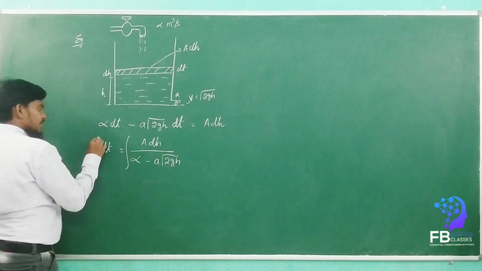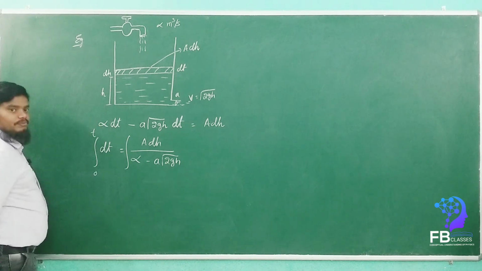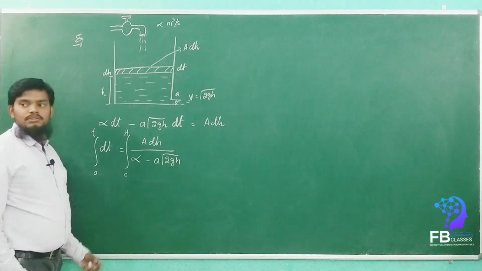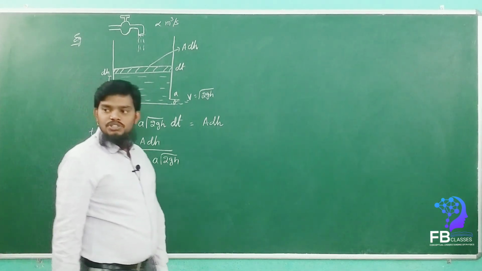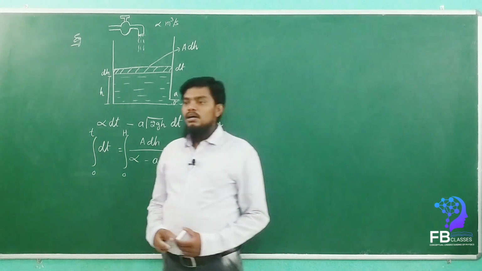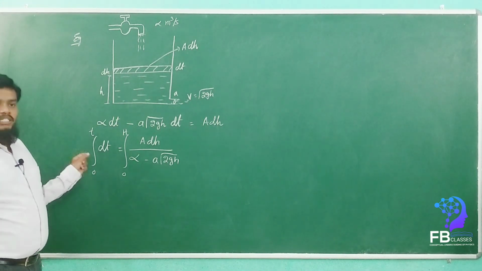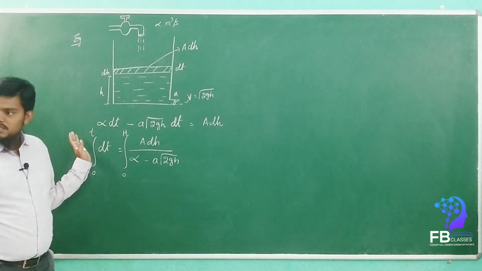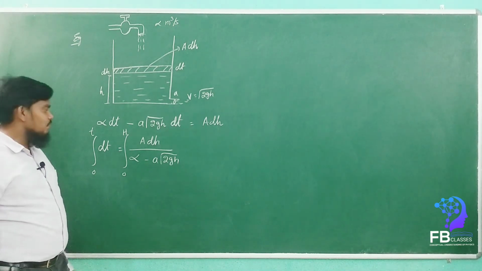Yes or no? Integrate on both sides, from 0 to t, and here from 0 to height h. So you have to do the integration. Shall I do? You will do? Yes, sir. So you will do the integration the same as we did in the previous example problem. Same method you have to follow here. Understand? And find out the final equation.